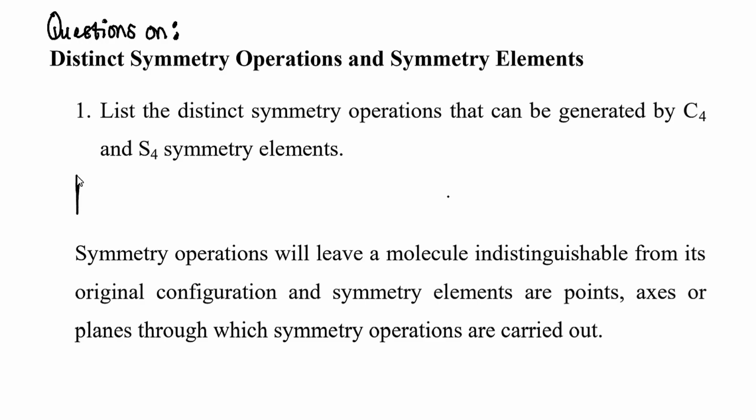So let's say we have cyclobutane. Let's call this 1, 2, 3, 4, and let's say we carry out a C4 operation on this. Basically, this comes here. We're going to have 1, 2, 3, 4, right? So these two molecules are indistinguishable. They are not different from each other. We only changed the positions of the carbon, right? So the symmetry operation has been carried out successfully here.